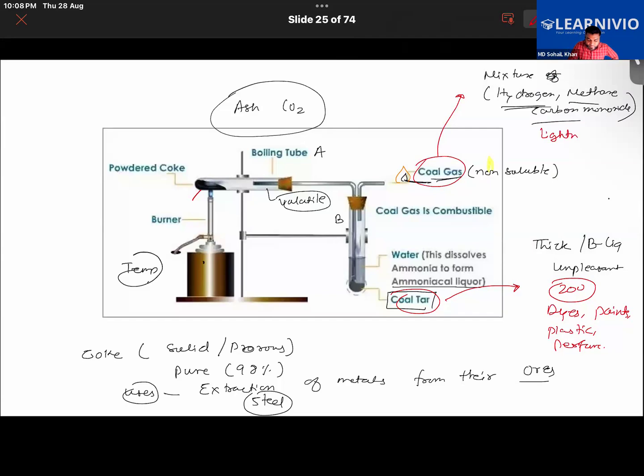Earlier it was used for the purpose of lighting in the street lamps, but nowadays it is particularly used for the purpose of heating. Many times in some factories it is used as an industrial fuel.